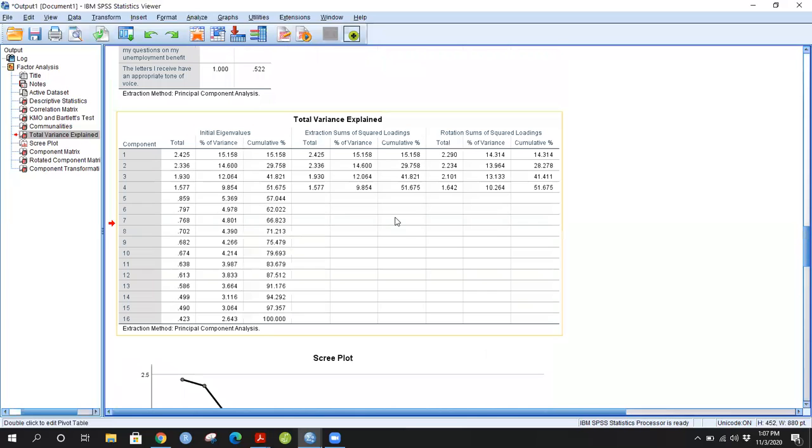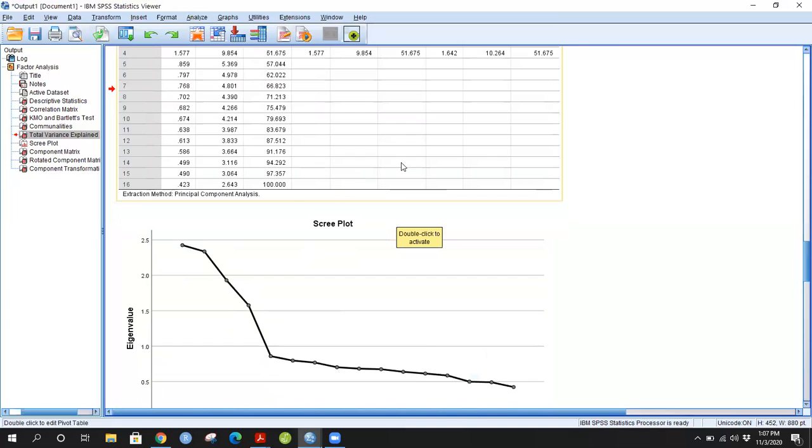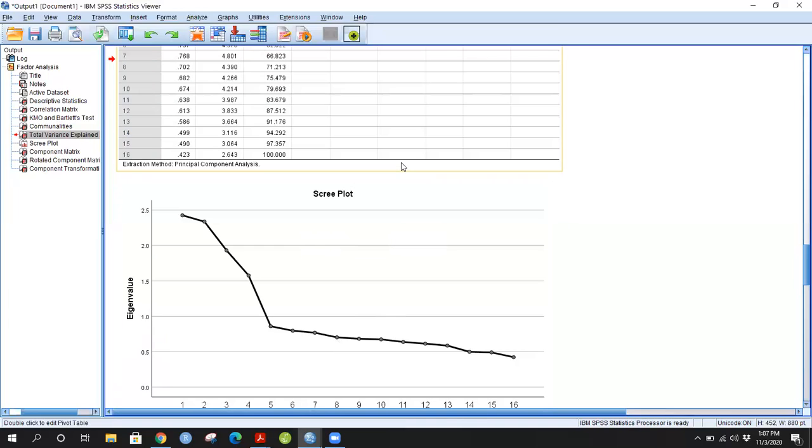Overall, the Scree plot as well as the total variance explained table allow us to conclude that you are going to extract these many factors.